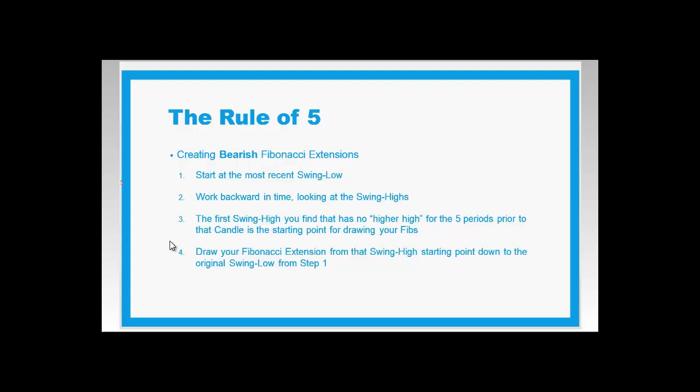It's just the opposite on bearish. We start with the most recent swing low. We work our way back up in time, looking at the swing highs until we find one swing high that has no higher high for 5 candles before it. That is going to be our starting point, and we draw from that point down and to the left to our original swing low. Does that make sense, Don?